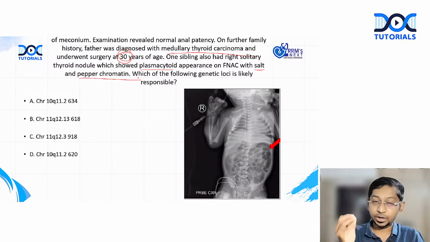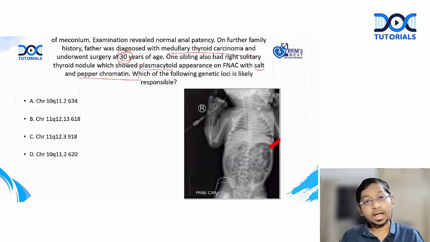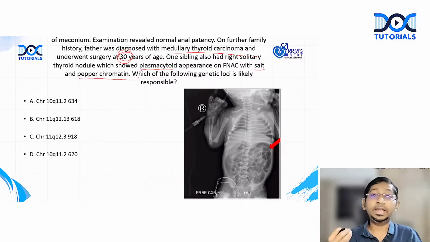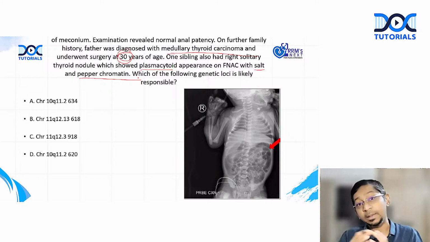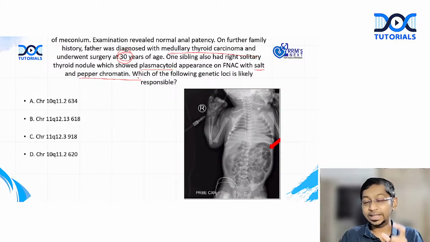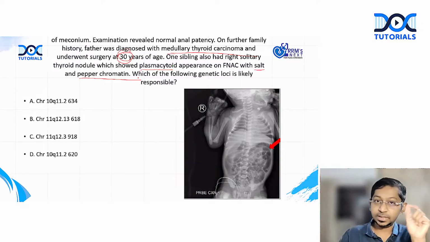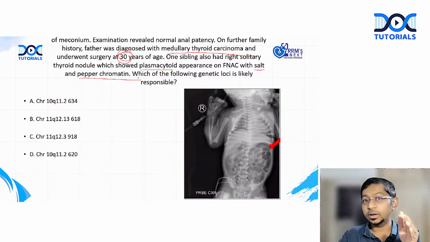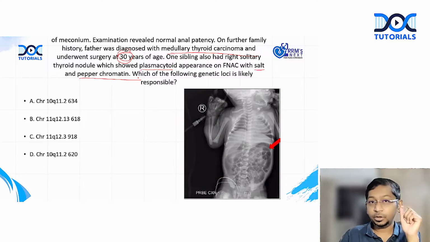This plasmacytoid appearance is not particular to medullary carcinoma thyroid. It may occur in other undifferentiated or dedifferentiated thyroid cancers. So sometimes in a poorly differentiated thyroid cancer or in anaplastic thyroid cancer, you can also get this plasmacytoid appearance. So remember, this plasmacytoid appearance is only given as a clue. The more important clue here is actually the salt and pepper chromatin.